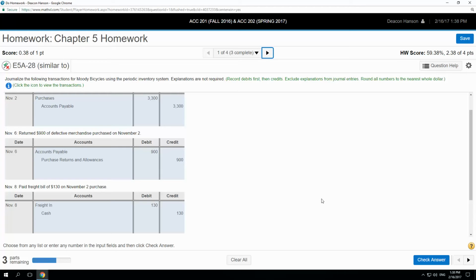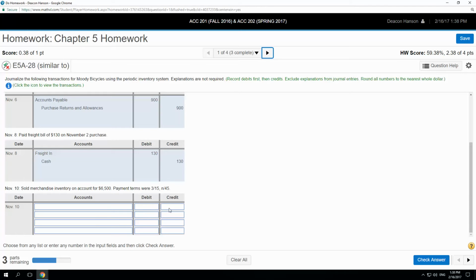But remember, that freight cost really is part of the cost of the items you bought. So in the perpetual system, because we can use the inventory account, we book it directly to the inventory account, the freight cost. Yeah. Okay. We sold merchandise inventory on account 6,500, and we give them terms 3% and 15, net 45. Okay. This entry will be the same. The sales piece will be the same in both perpetual and periodic. The sales piece.